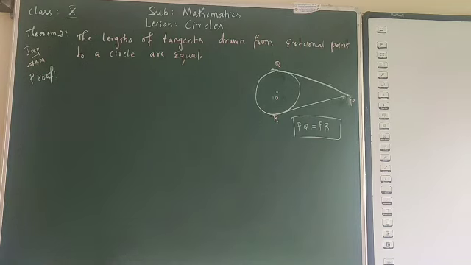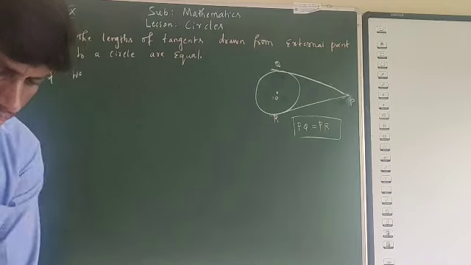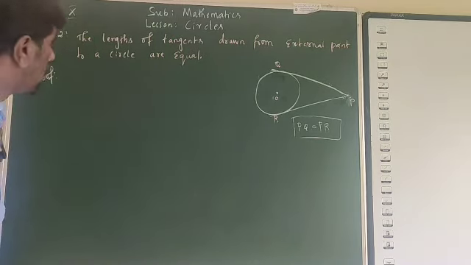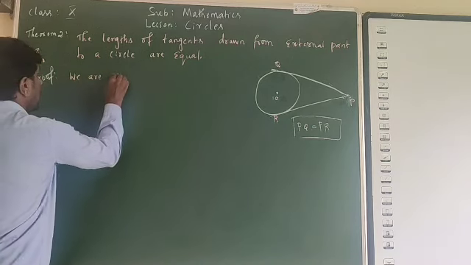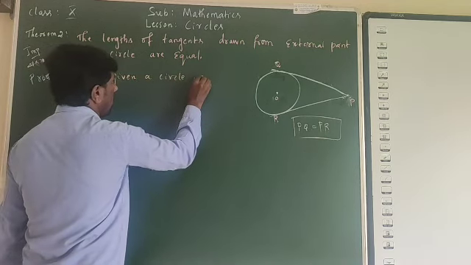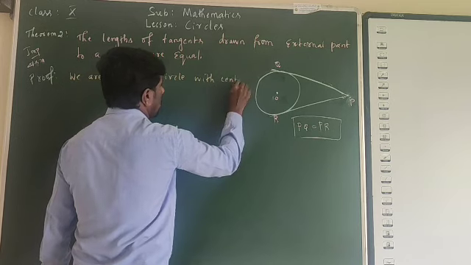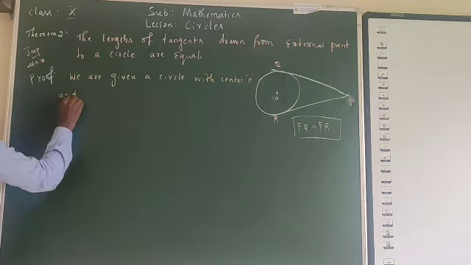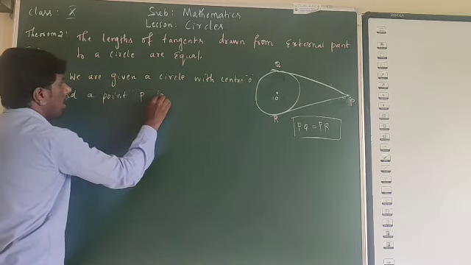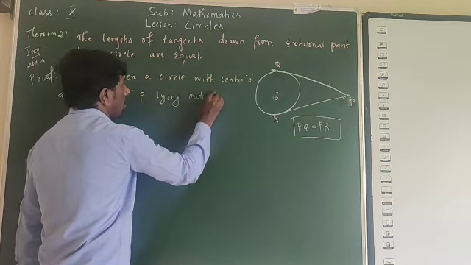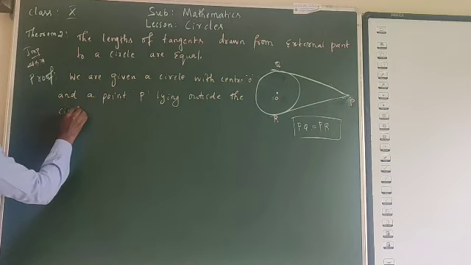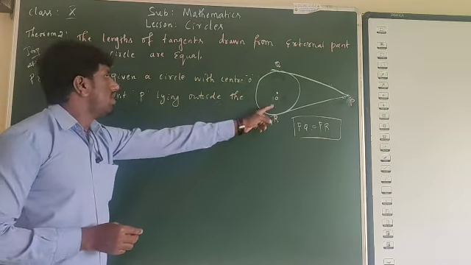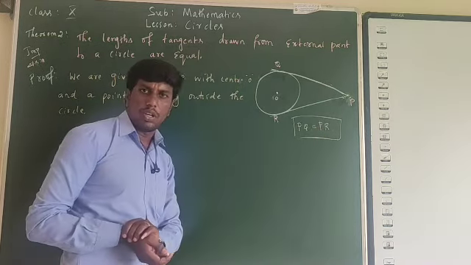we will define the circle first. We are given a circle with center O and a point P lying outside the circle. That we have defined.